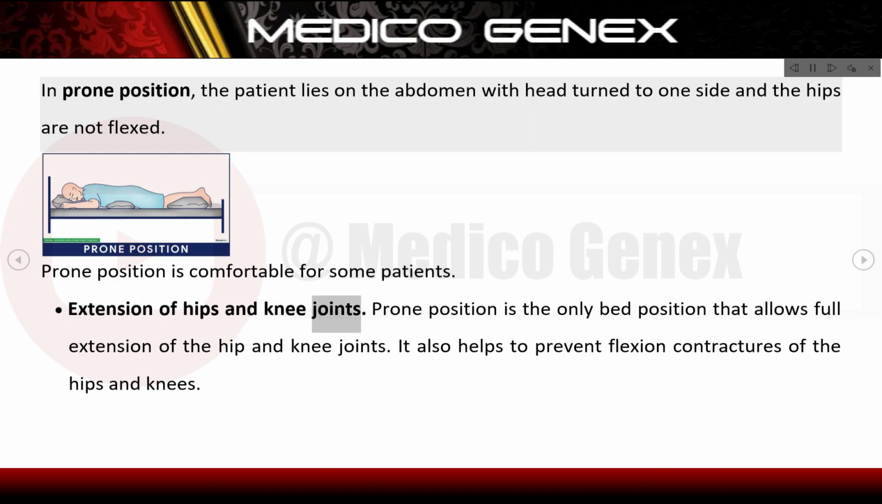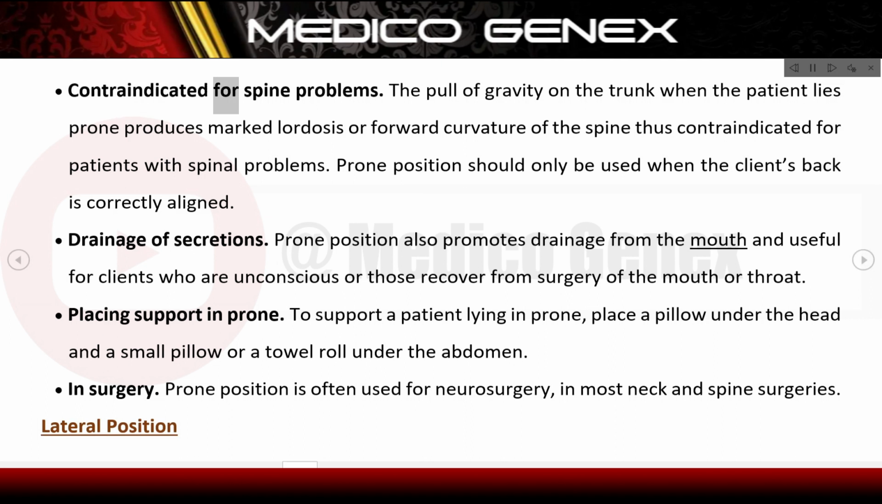Extension of hips and knee joints. Prone position is the only bed position that allows full extension of the hip and knee joints. It also helps to prevent flexion contractures of the hips and knees. Contraindicated for spine problems. The pull of gravity on the trunk when the patient lies prone produces marked lordosis or forward curvature of the spine, thus contraindicated for patients with spinal problems. Prone position should only be used when the client's back is correctly aligned.